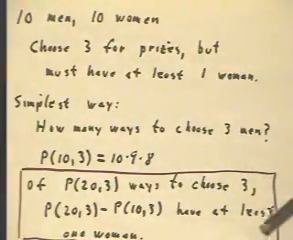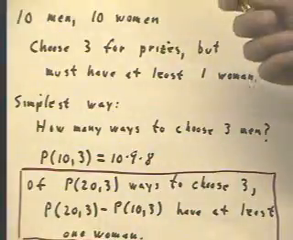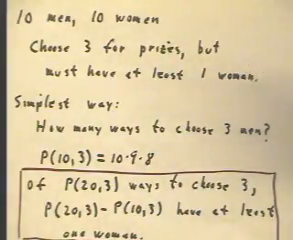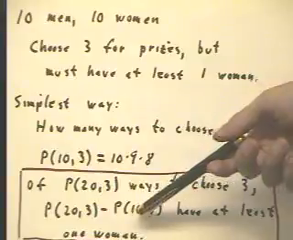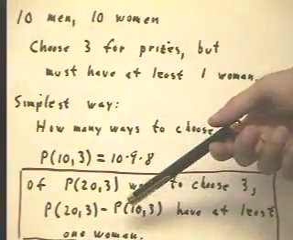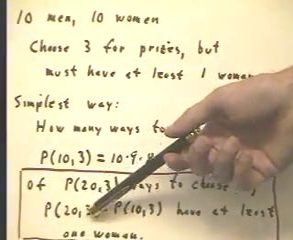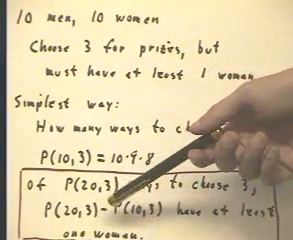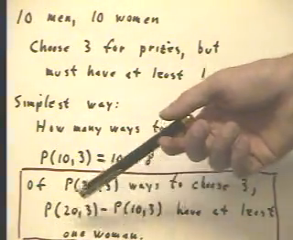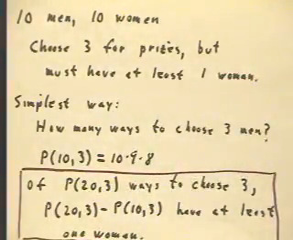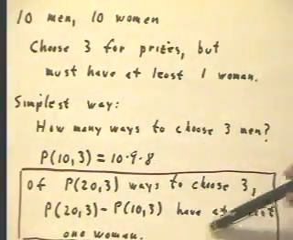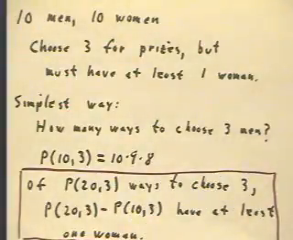So in order to choose the 3 people with at least one woman, we have to choose 3 people, but we can't choose 3 men. From the number of choices of 3 people out of 20, we're going to subtract the number of ways that we can choose the 3 men. And then this many of the possibilities will have at least one woman.